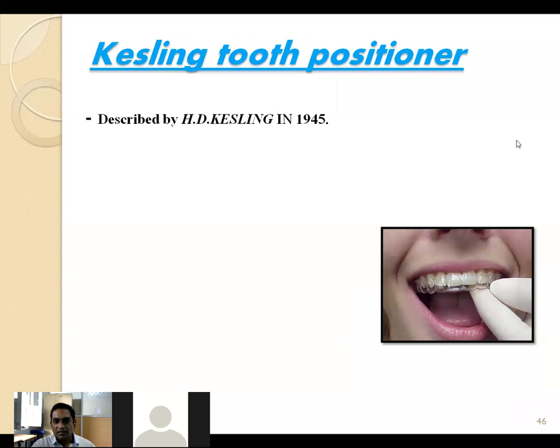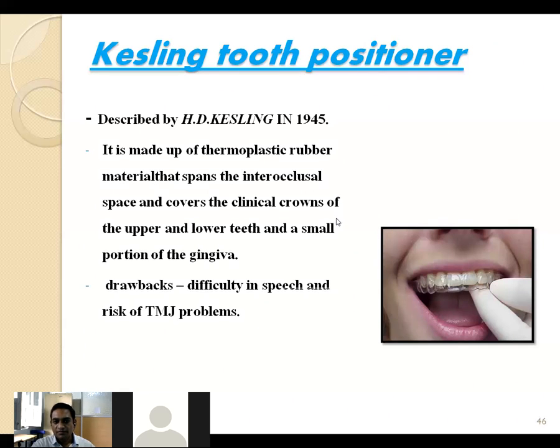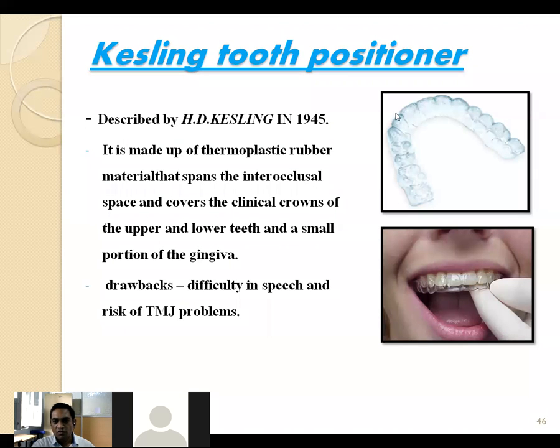And next is an aligner. This is also called the Kesling tooth positioner. This is a transparent acrylic plate. This is a removable one. This is how it looks like.